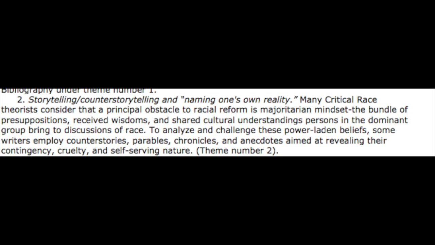One final component for critical race theory is the idea of valuing storytelling over objectivity, meaning that if you were to believe the stories and first-hand accounts of minorities or people of color, that is more valuable than trying to search for some sort of objective truth, which is insane.